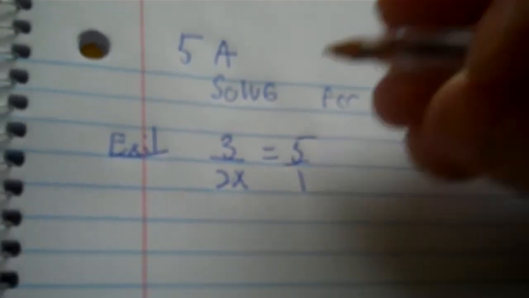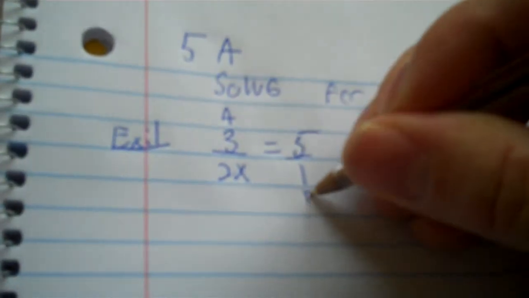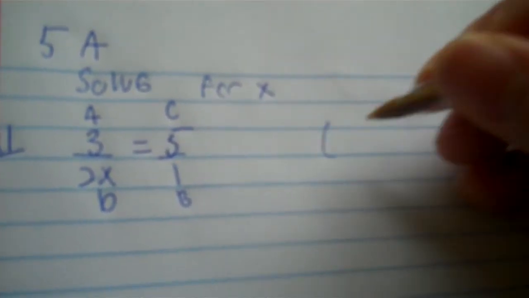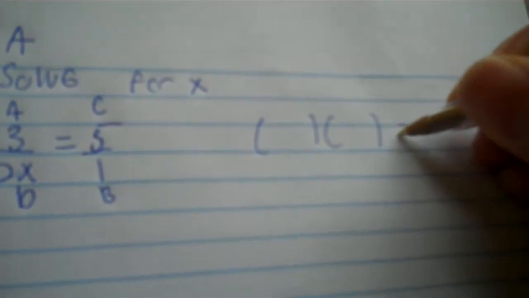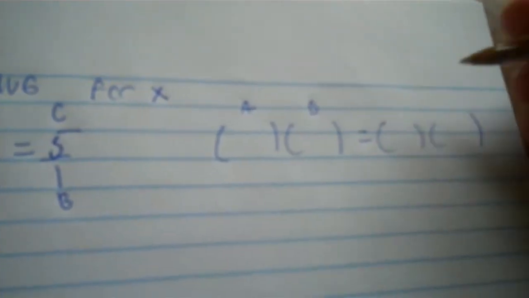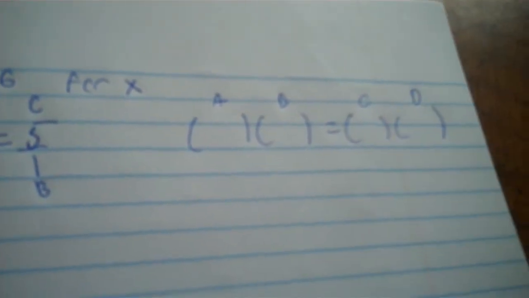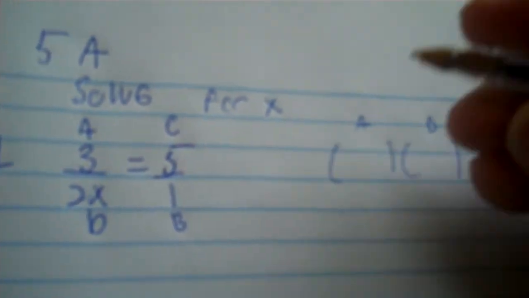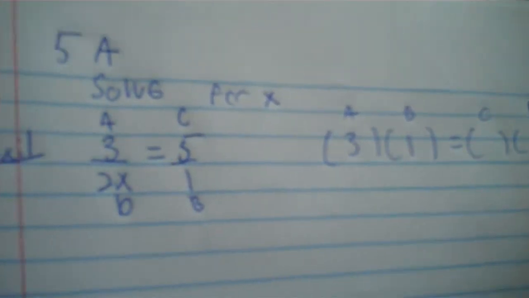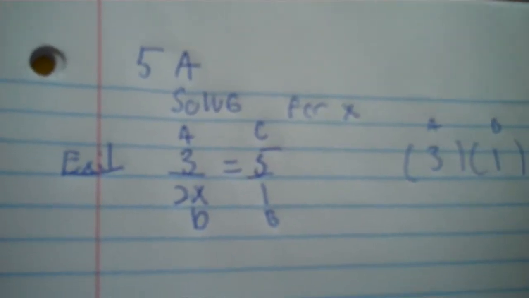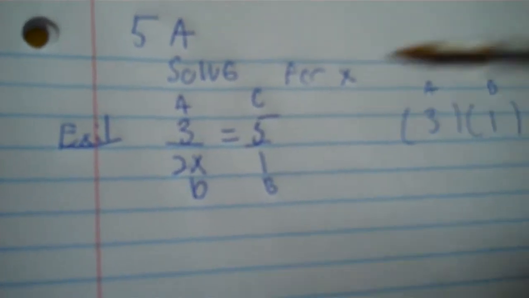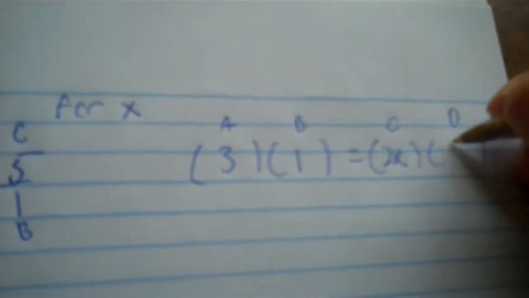So I know if these ratios are equal, two ratios that are equal, I know that A times B is equal to C times D. It goes A, B, C, D. So I'm going to make kind of an equation over here, taking A times B and then C times D. A is going to be 3, B is going to be 1. Notice I put a 1 under the integer 5, and then B is 2x, and C is 5.